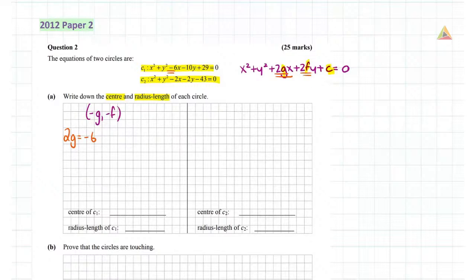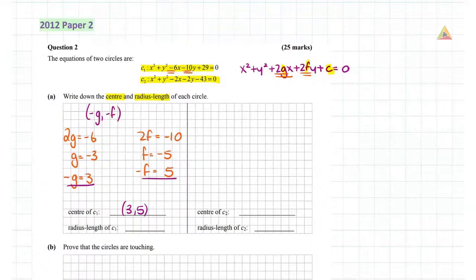And look where my plus 2f is. That's the coefficient of the y. So that's going to be minus 10. So to find g, I would divide across by 2. So that will give me minus 3. And to find minus g, which is what I want for my centre, it's going to be plus 3. And similarly with f, it's going to be minus 5. And with minus f, it's going to be plus 5. So there's my centre straight away. It's minus g, minus f, so that's 3 and 5.